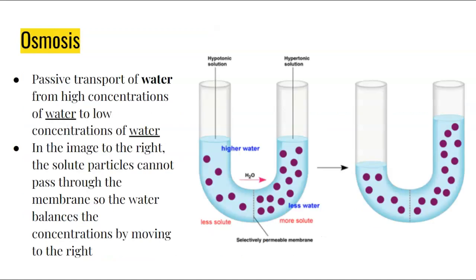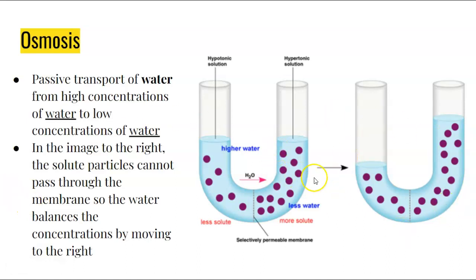And then the last type of passive transport that we're going to talk about is osmosis. This is a very particular type of transport. This is strictly the transport of water. Again, we're moving from high to low, but we're only moving water. Only water. That's all osmosis does, is move water so that the concentrations become equal.